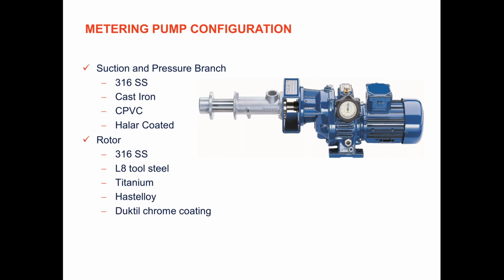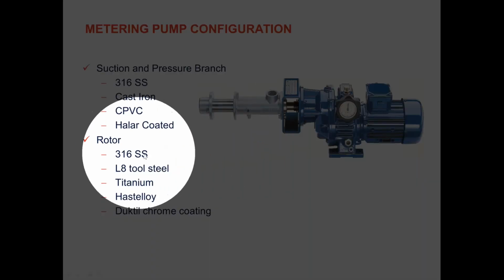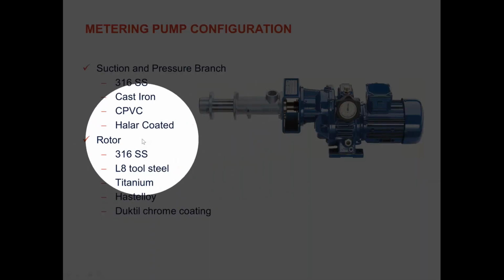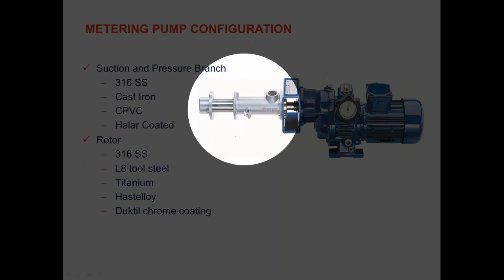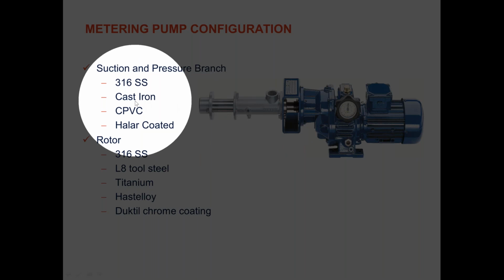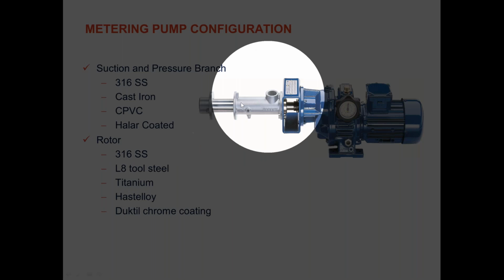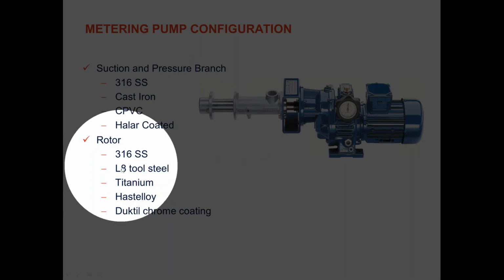How are these chemical metering pumps configured? The suction and pressure branch can be made out of various types of metal, as well as the rotor. Typical applications, if you were using, let's say, a polymer, you would use a 316 stainless steel rotor, 316 stainless steel pressure and suction branch. If you were moving something like sodium hypochlorite, we would use a CPVC housing and a titanium miniature rotor.